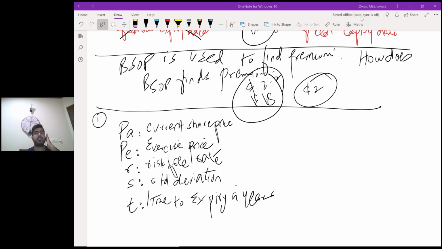The first thing I told you is that BSOP is used to find the premium, because whenever we enter into options, a right to buy or right to sell, no one is going to give it to you for free. They will charge a premium. We get the premium through BSOP, which finds the value of both call and put options. I've shown you the formulas that will be given in the exam, and explained PA, the current share price; PE, the price at which you are able to exercise; R, the risk-free rate; S, the standard deviation; and T, the time to expiry in years.